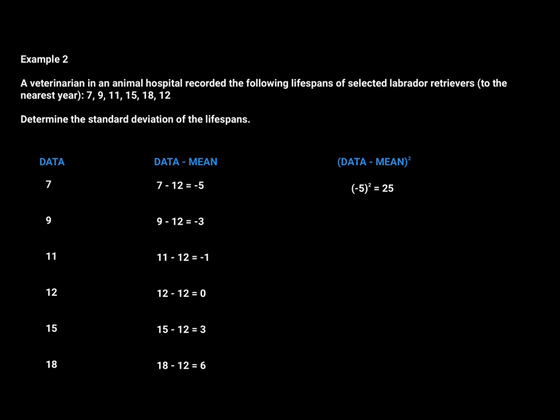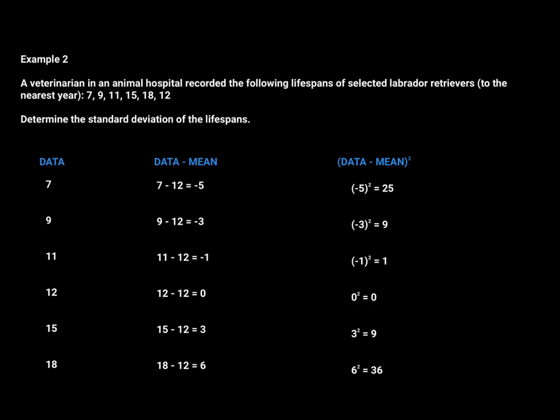All right, I have all of these differences. Again, this is all of the pieces of data minus the mean. Now I need to take these differences, like I did -5, and I need to square all of them. All right, I just squared all of them.